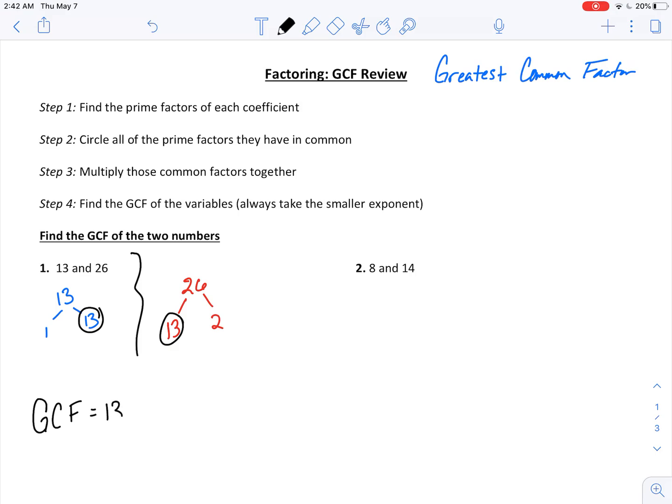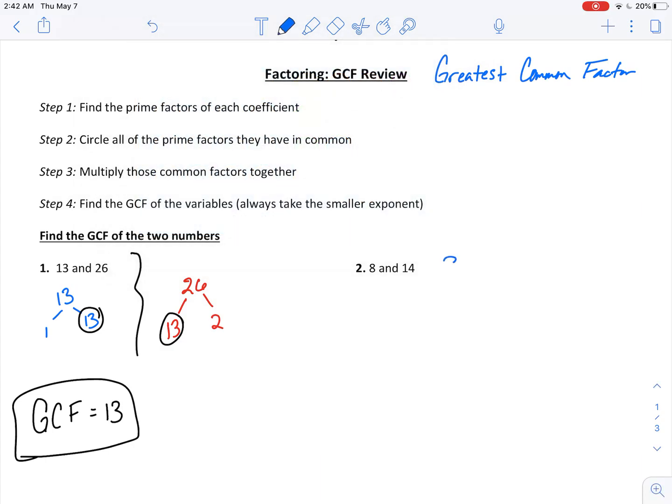is 13. And something I want you guys to always be on the lookout for is see if the smaller number goes in nicely to the larger number. So take 26 divided by 13 and see if you get a nice round number, no decimals. And if you do, then that's going to be your GCF.